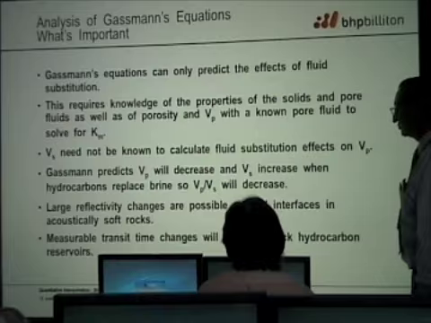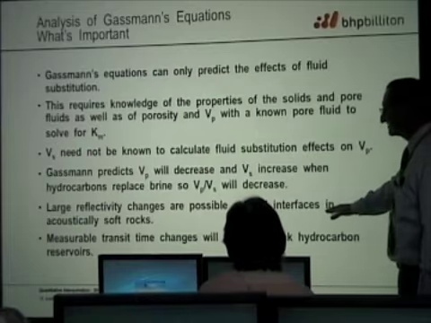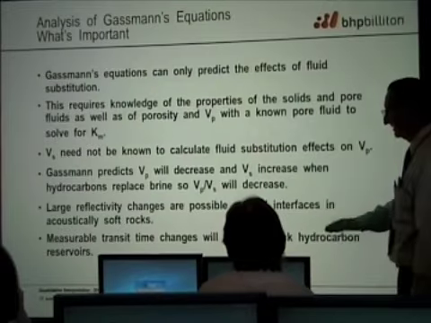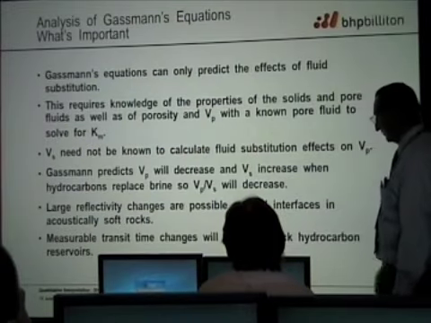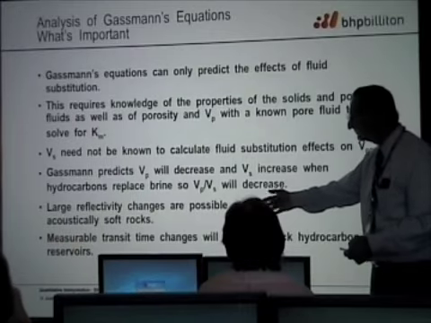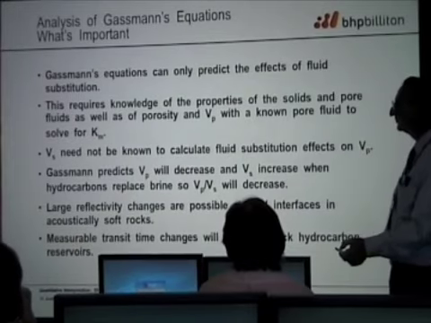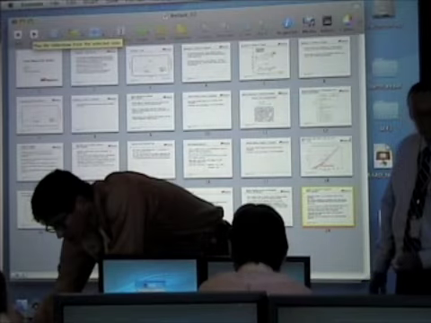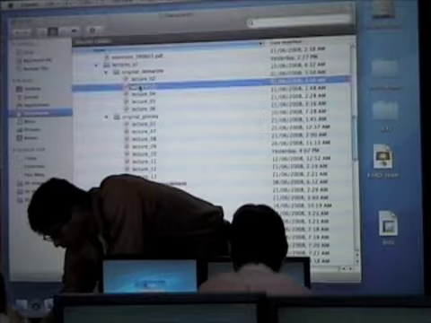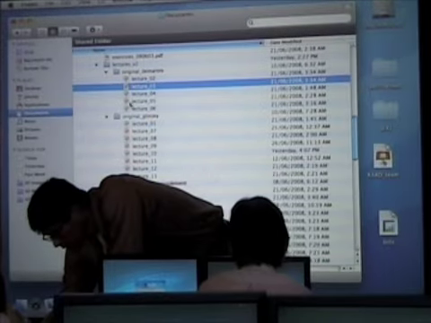Large reflectivity changes are possible at fluid interfaces in soft rocks, in low beta rocks, high porosity rocks. Measurable transit time changes will occur in thick hydrocarbon reservoirs when you have this soft rock. Most of the time, you use gas as your example. It's easy to visualize, and it's quite different from brine. But what about oil?